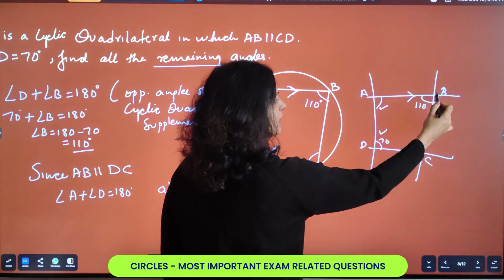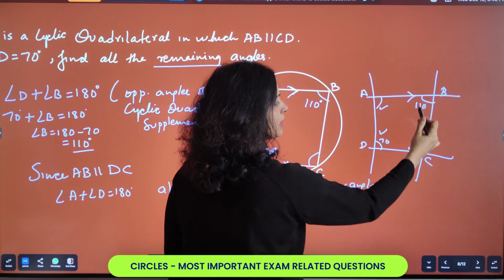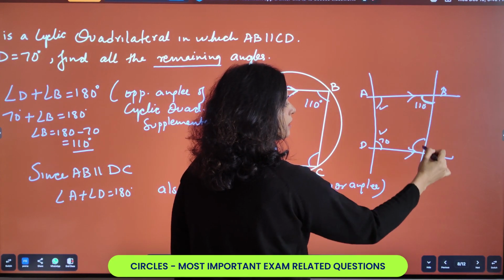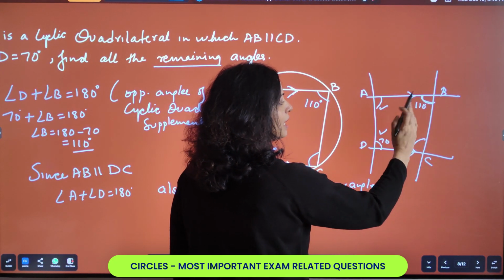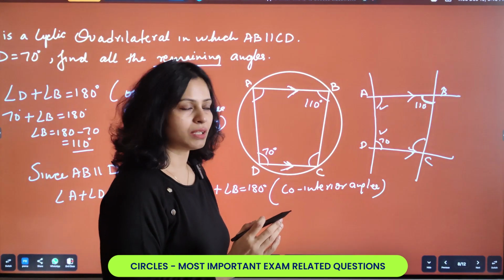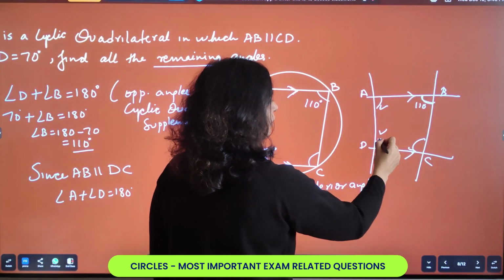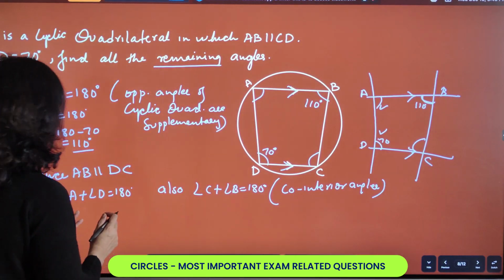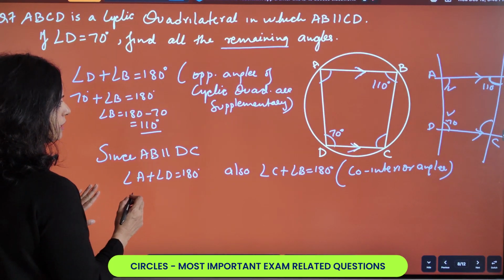Similarly, here BC is the transversal and these two are the parallel sides, and here the angles are interior angles on the left side, on the same side of the transversal. So that's why these two angles sum will be 180 and these two angles sum also will be 180. So here we can say angle A plus angle D.